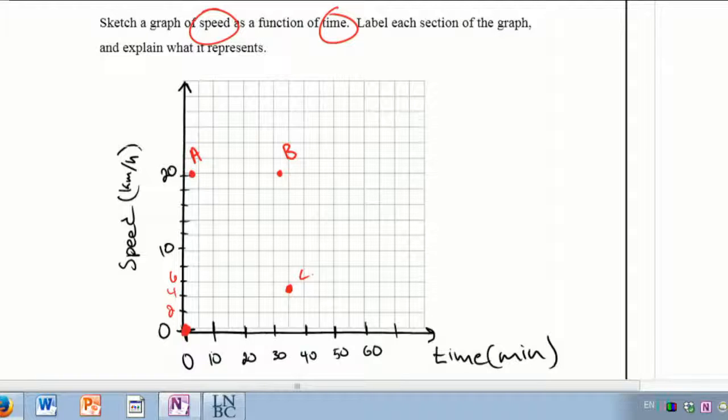And then it decreased to about 5 for 10 minutes. So 35 to 45. She was at 5. And then she cycled up a hill and she stopped for 10 minutes. So if you cycled to the top of a hill, you would probably stop. If you're stopped, your speed is going to be 0.